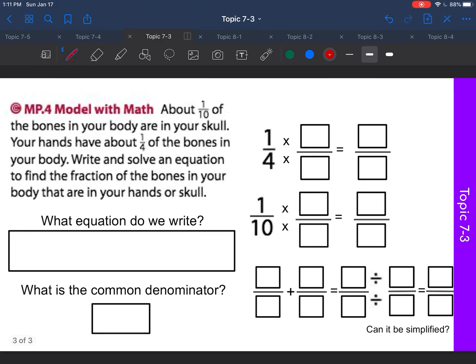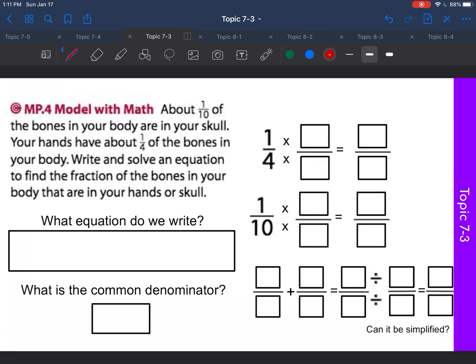So this very last one says, about 1/10 of the bones in your body are in your skull. Your hands have about 1/4 of the bones in your body. Write and solve an equation to find the fraction of the bones in your body that are in your hands or skull. So what we're doing is trying to figure out how much in total are in your hands or skull.